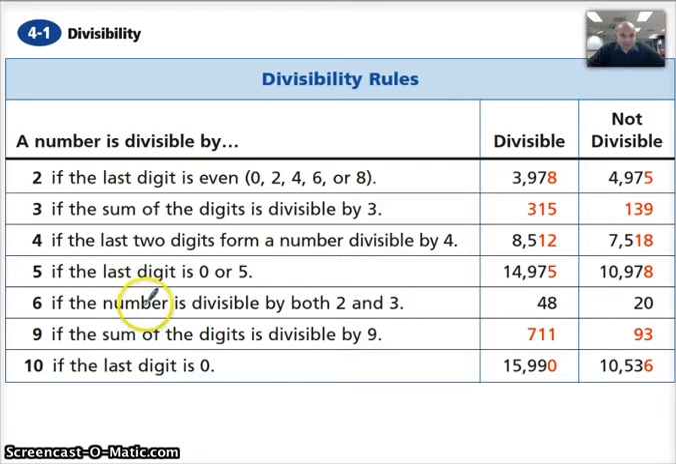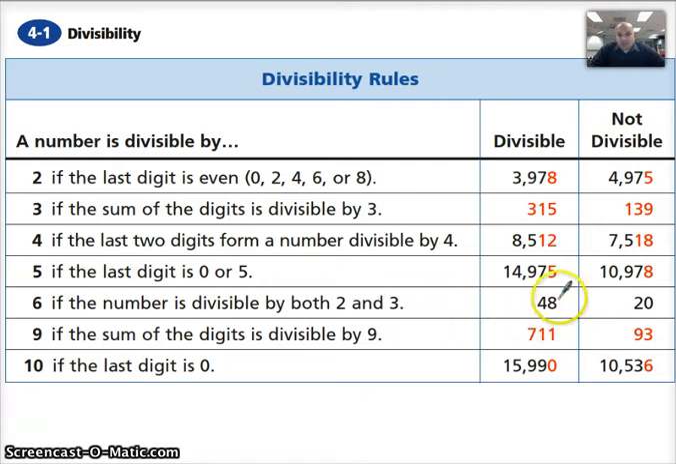For the number 6, a number is divisible by 6 if the number is divisible by both 2 and 3. Look at 48. It's an even number, and since it's an even number, it can be divisible by 2. But in order for it to be divisible by 6, it also has to be divisible by 3. So let's take a look and see if it's divisible by 3. What do we need to do? Well, we need to add these digits. What's 4 and 8? 4 and 8 equals 12.